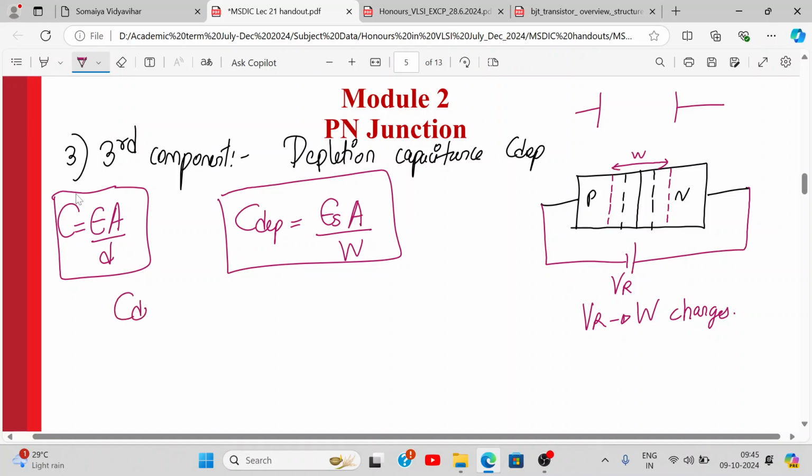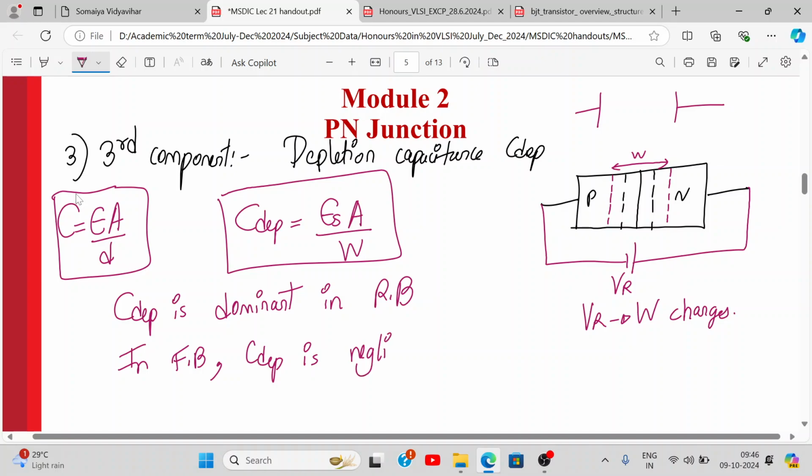So is C_depletion dominant in forward or reverse bias? This is dominant in reverse bias. In forward bias, C_depletion is negligible.